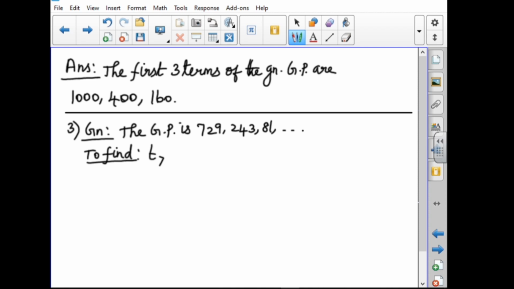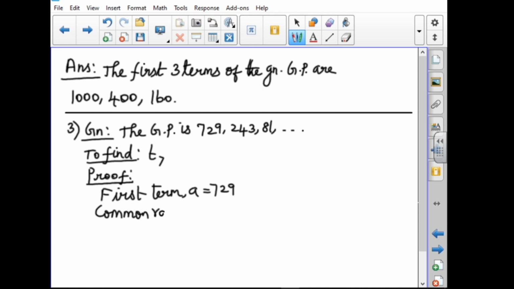So, proof. First term A equal to 729 from the given GP. It is GP they are giving, so write common ratio. Common ratio R equal to T2 by T1. Second term is 243 by first term is 729. The answer will be 1 by 3.